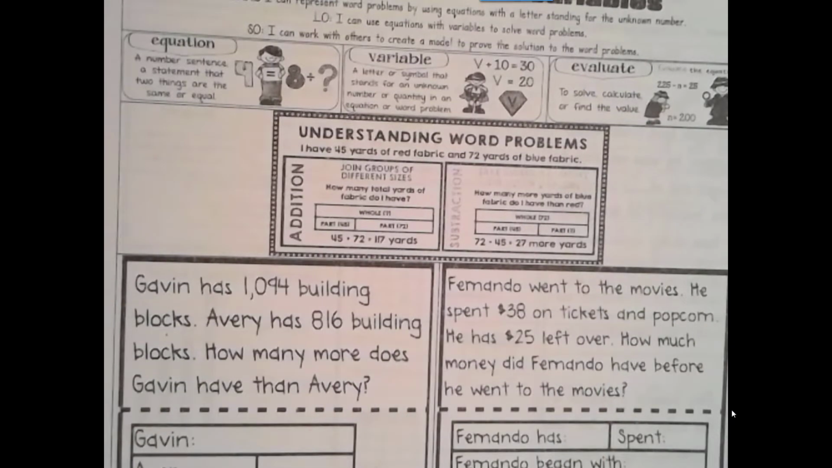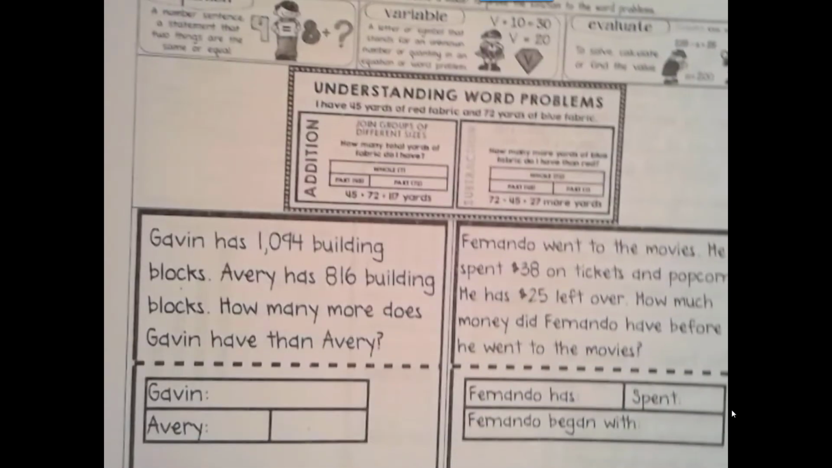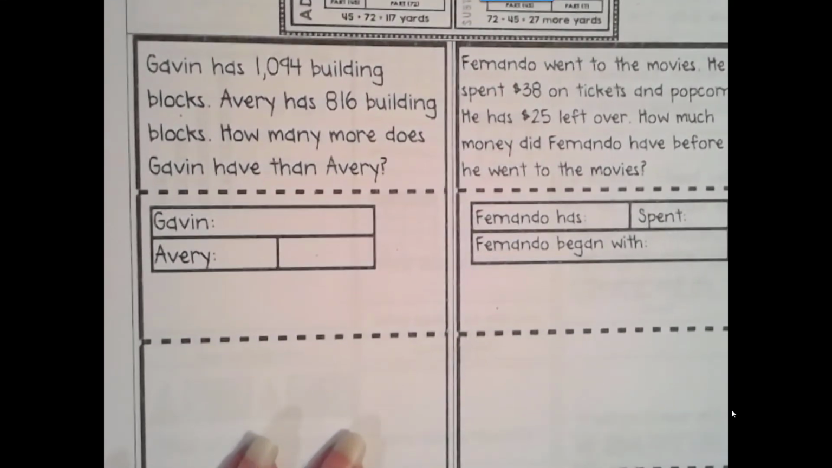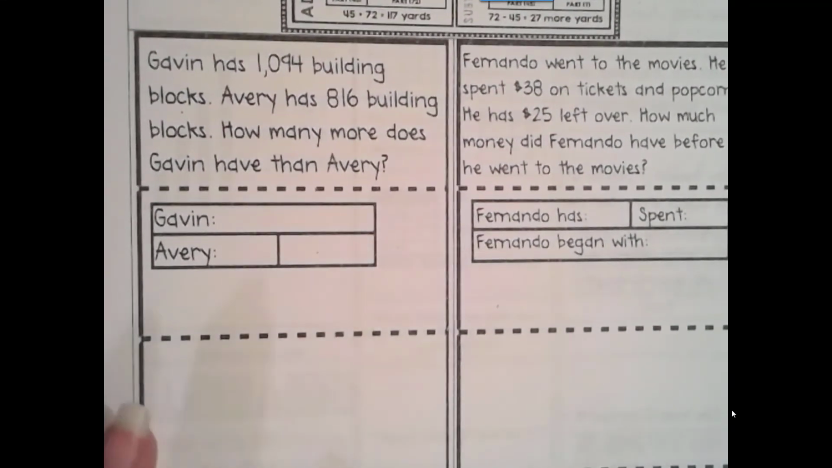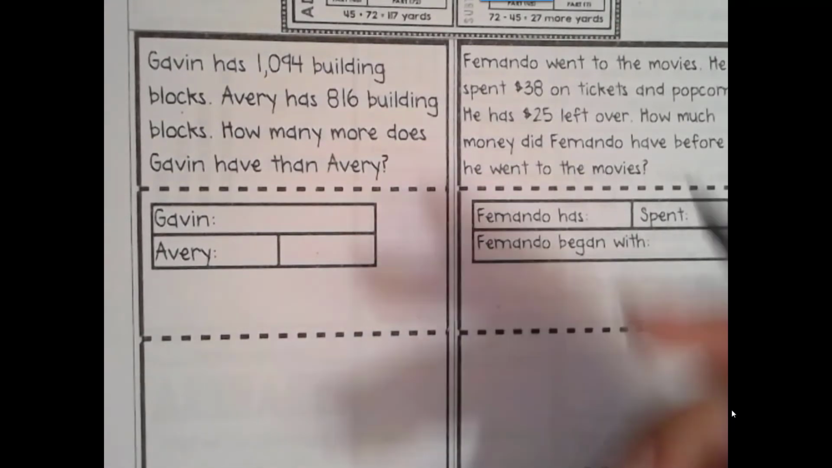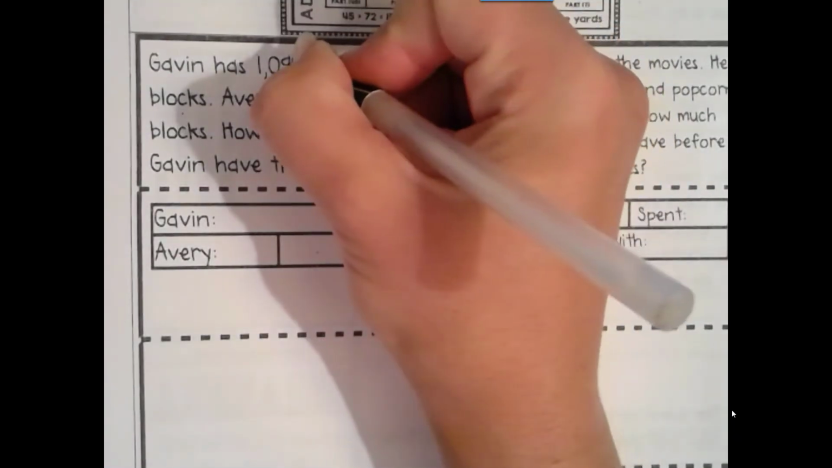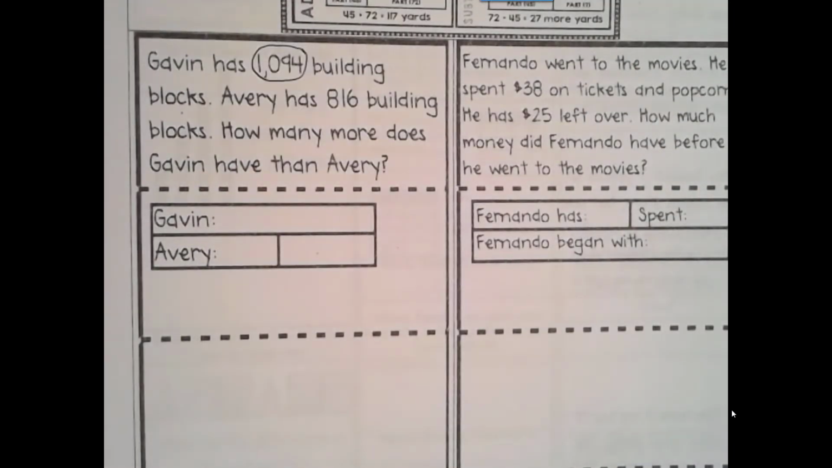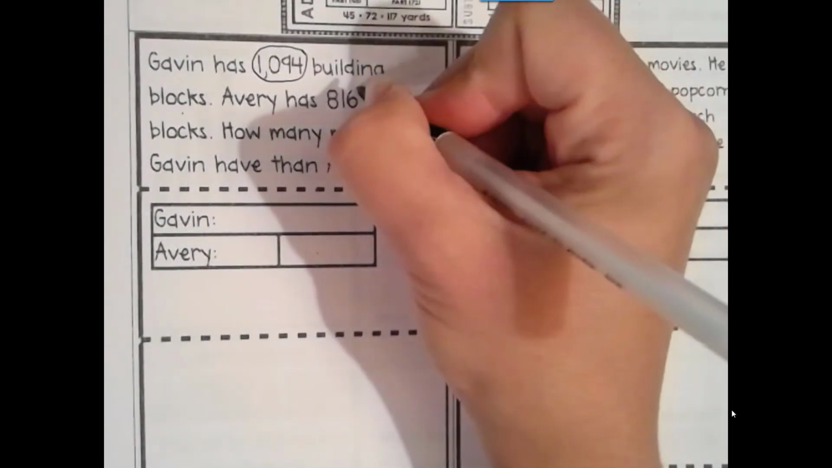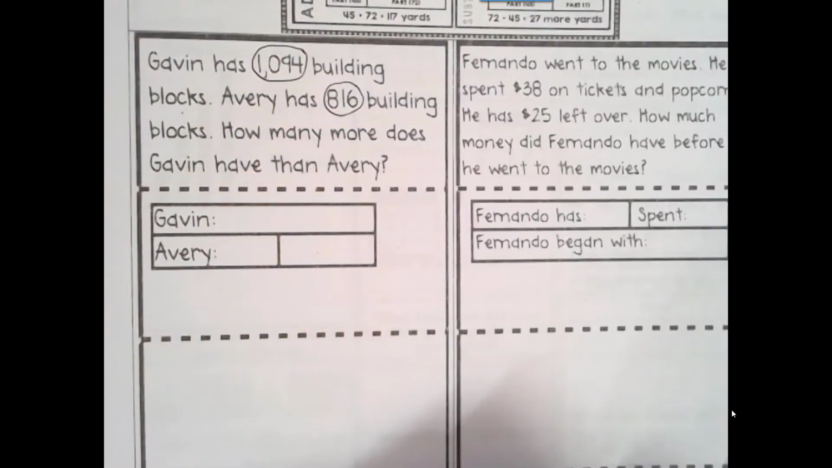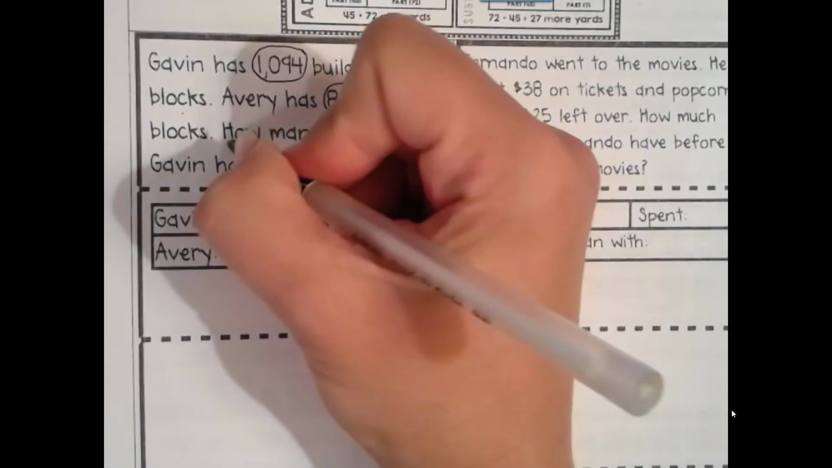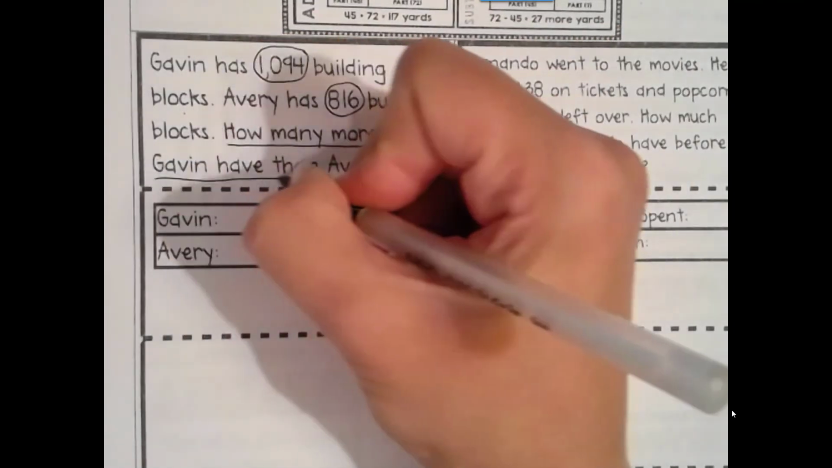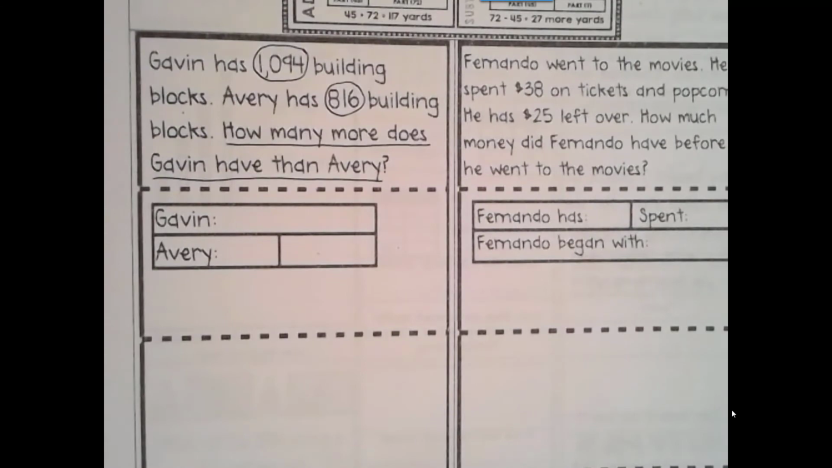So this is what we're going to be working on here. And we're going to make equations. Okay, so we're still using our cubes. Gavin has 1,094 building blocks. Avery has 816 building blocks. How many more does Gavin have than Avery?